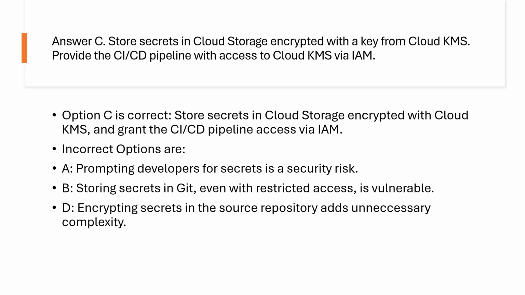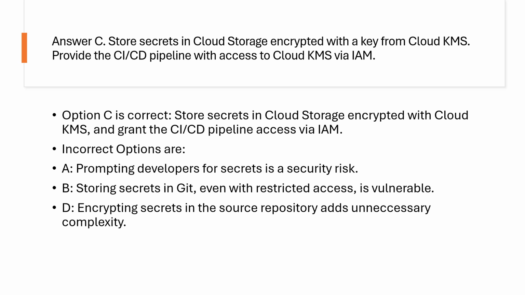Option C is the winner. Store secrets in cloud storage encrypted with a key from Cloud KMS. Provide the CI/CD pipeline with access to Cloud KMS via IAM. This is correct because it leverages Google Cloud's robust security features for secret management. Cloud KMS provides centralized key management, enabling easy rotation and revocation in response to security incidents. Cloud storage encrypts the secrets at rest, and IAM grants your CI/CD pipeline access without hard-coding keys, following the principle of least privilege. Now let's look at why the other options don't cut it.